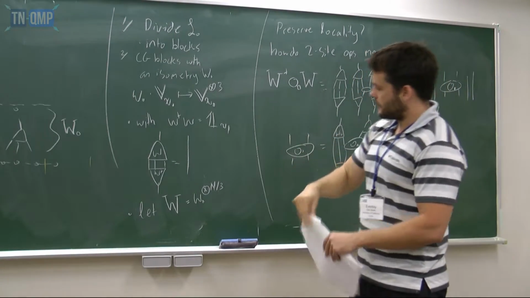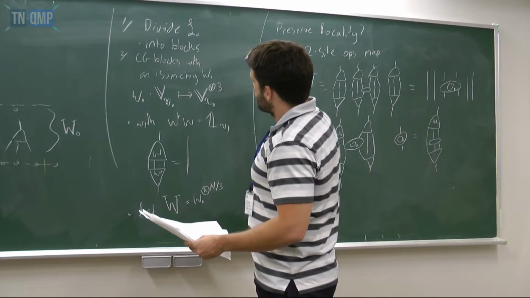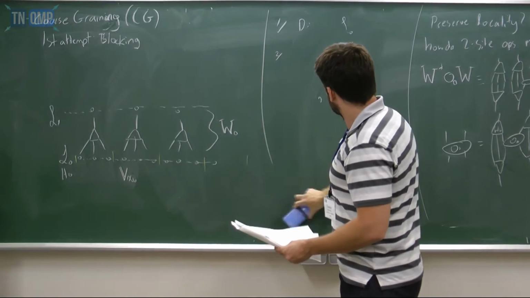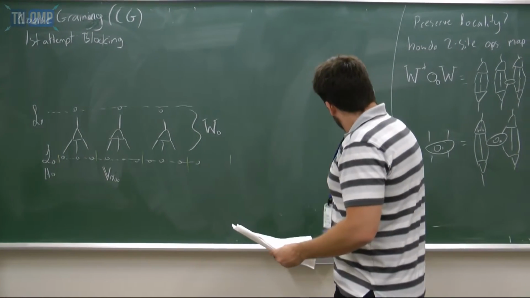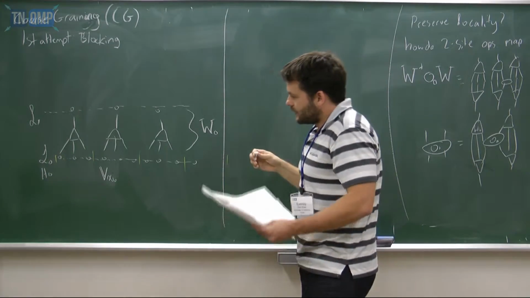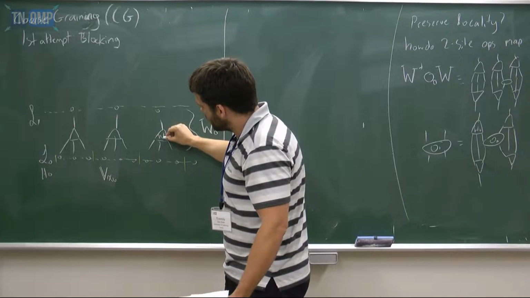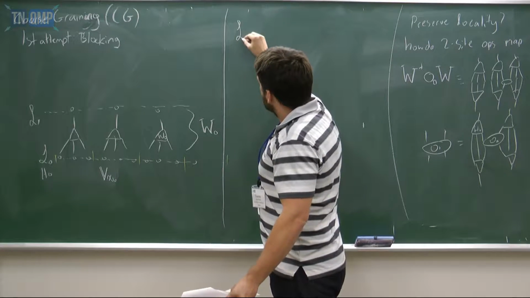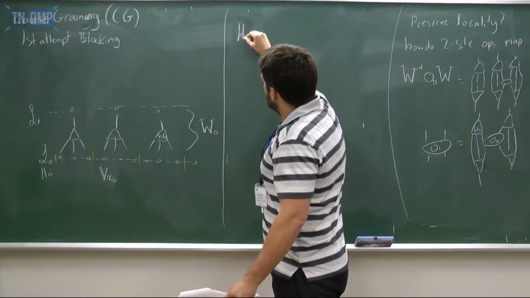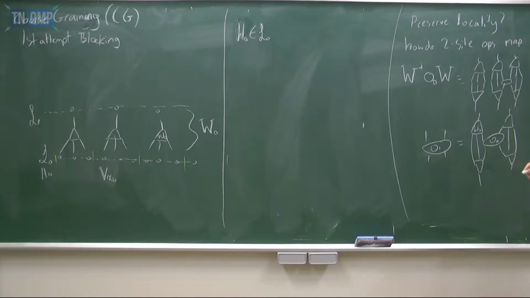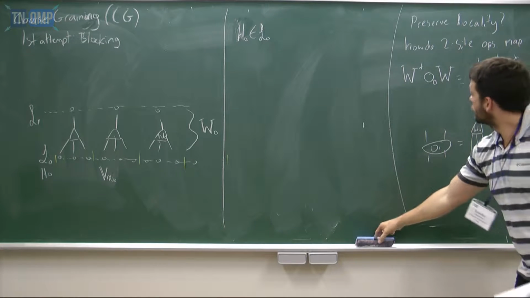So let's set aside the problem for now of how we actually choose this W naught. We'll come back to that, but let's imagine we have our H naught sitting on our lattice L naught. Oh, and so of course, before we do that, let's go up here.